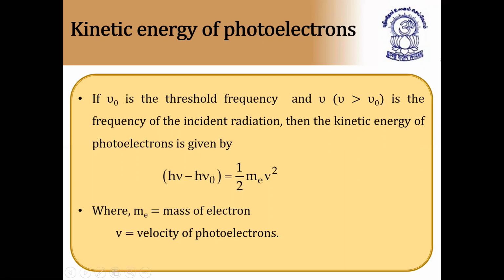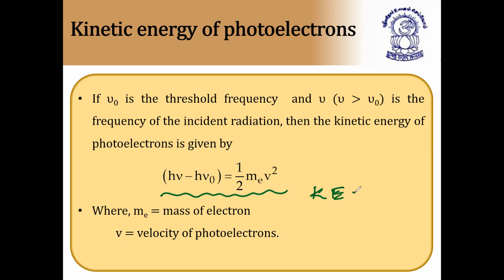The main formula from the photoelectric effect is kinetic energy KE equals h nu minus h nu naught, where h nu is called the energy of the frequency of radiation and h nu naught is called the work function of the metal. The work function of the metal is equal to h nu naught.